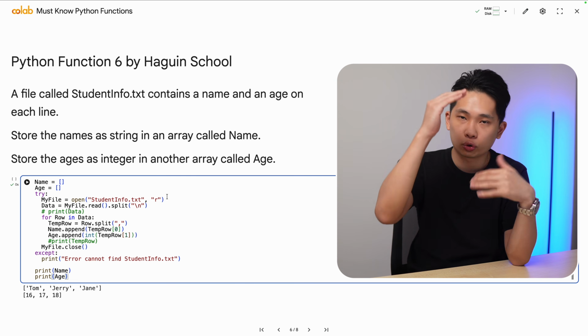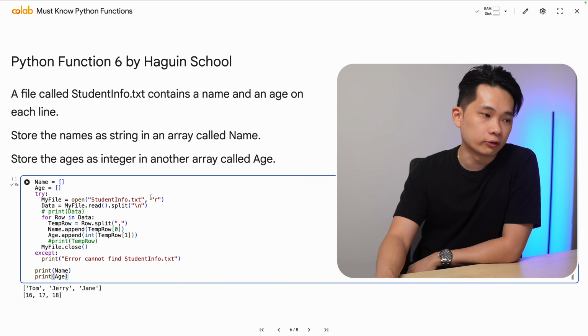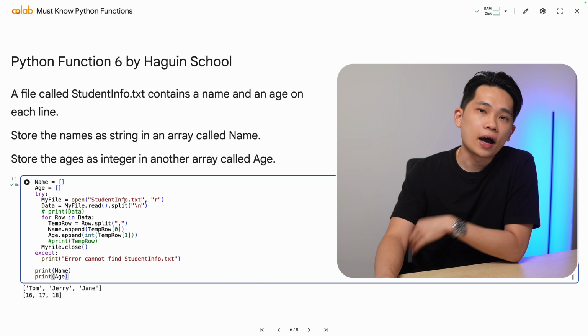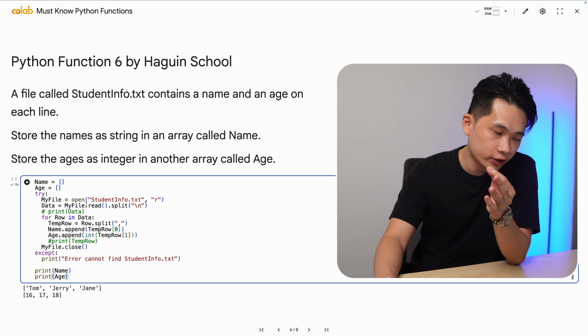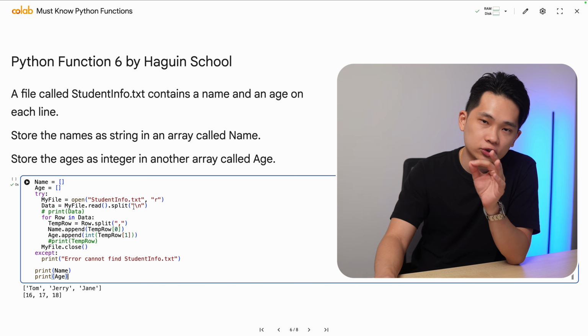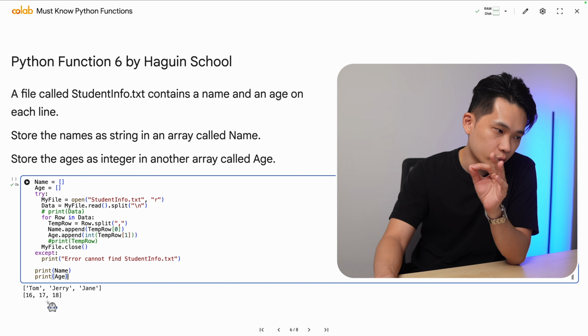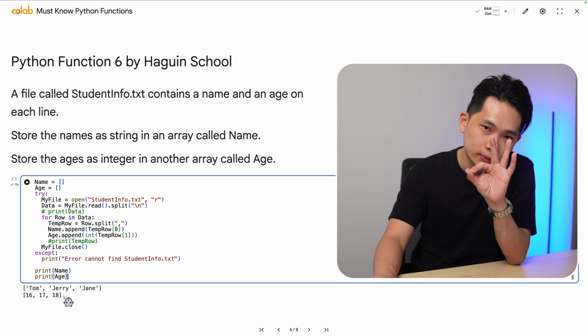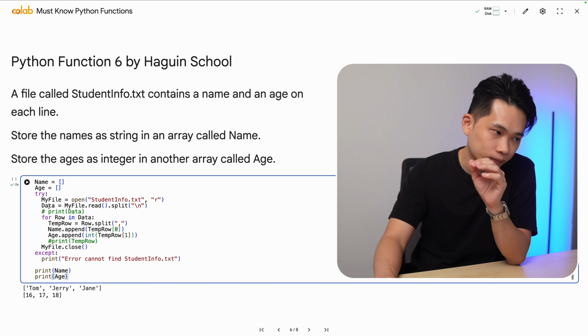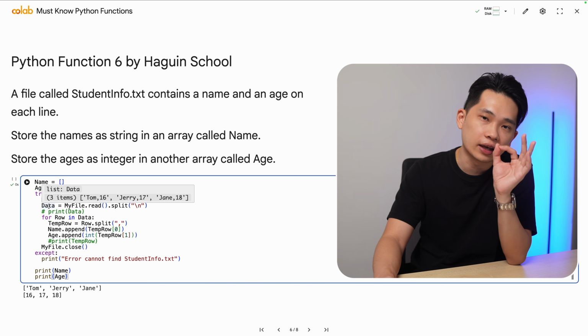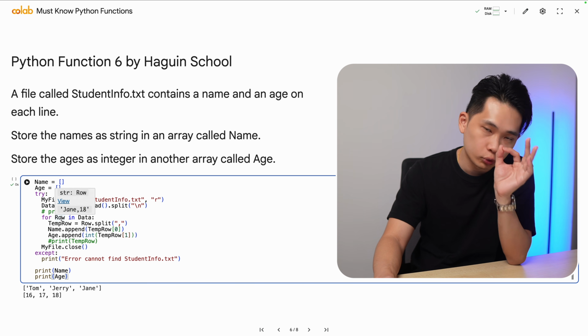So first of all, let's go through this step by step. First, we read the file. I read the whole file, and then I split it based on new line. Just imagine that we have Tom 16, Jerry 17, Jane 18. Right now we store them as 3 elements in this data array. And then later on, I read the elements inside this data array row by row.